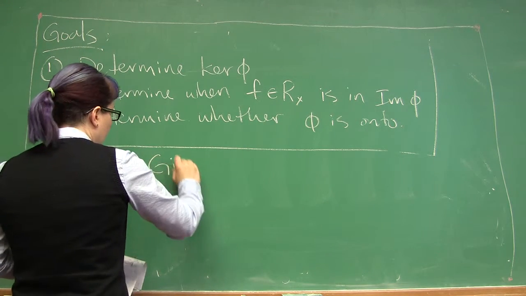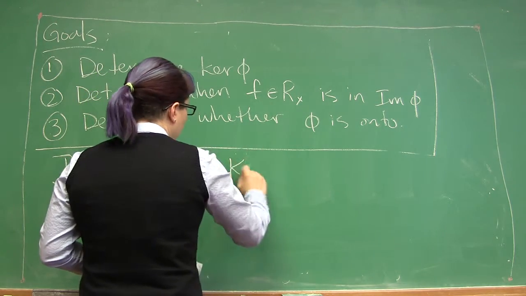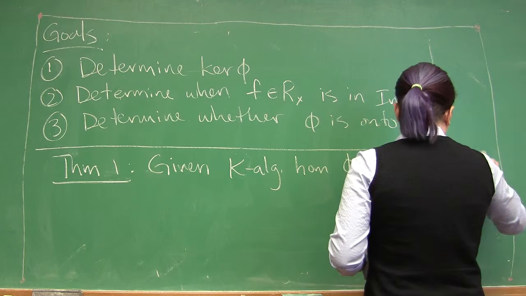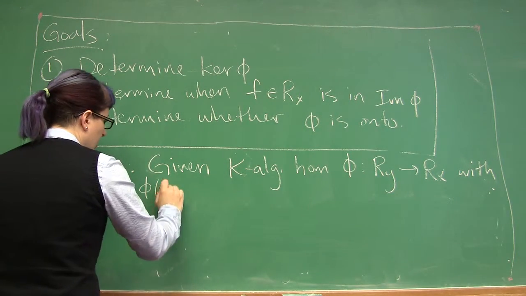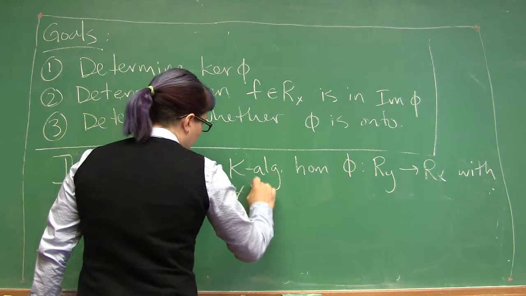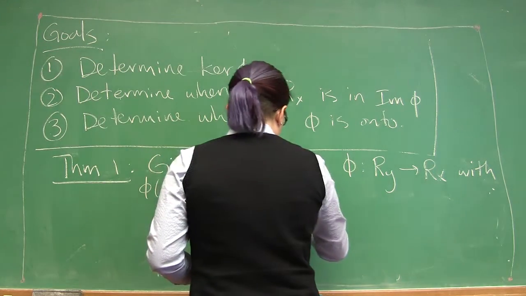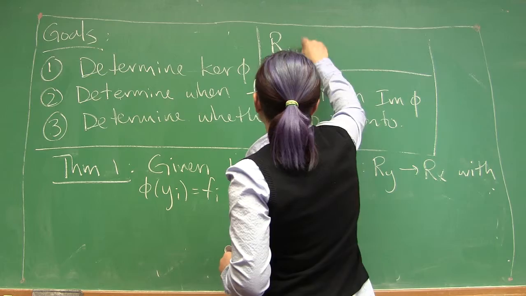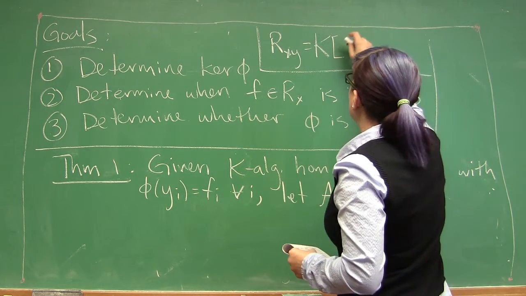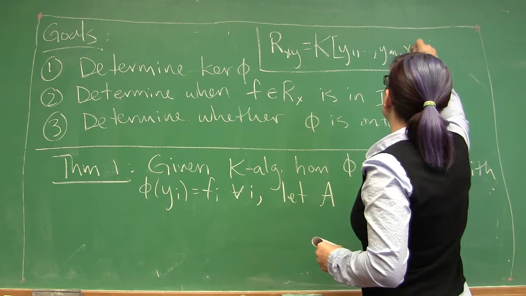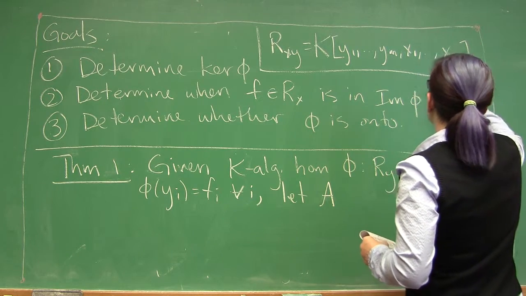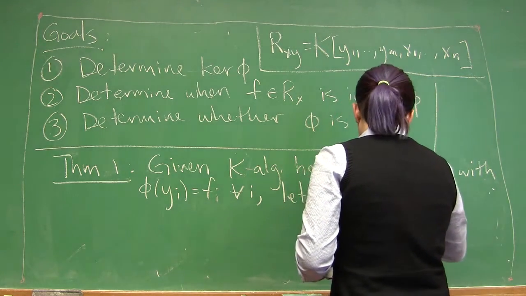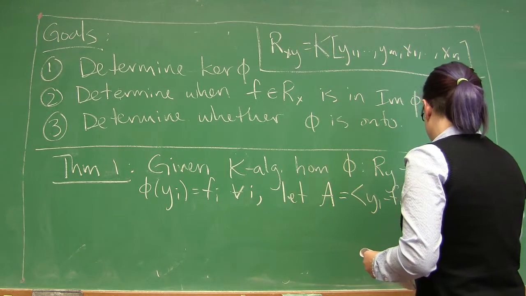So, given a K-algebra homomorphism phi from Ry to Rx with phi of yi equal fi for all i, we let A be the ideal of Rxy, so we'll define Rxy to be the polynomial ring with all the variables. So we'll define the ideal A to be generated by y1 minus f1 to ym minus fm.